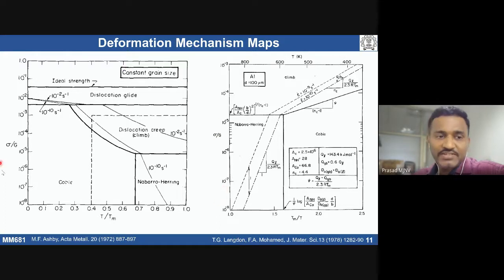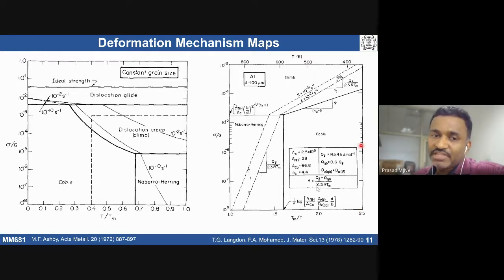Here, the y-axis is still sigma by G, and grain size has been maintained constant. Here, instead of T by Tm, they have taken the inverse of the homologous temperature, Tm by T. That means this is the melting point. This is a high temperature one, and this is a low temperature one. 2.5 means actually 0.4 times the melting point. So this is a creep domain, 0.4 to 1 homologous temperature. This is the x-axis.